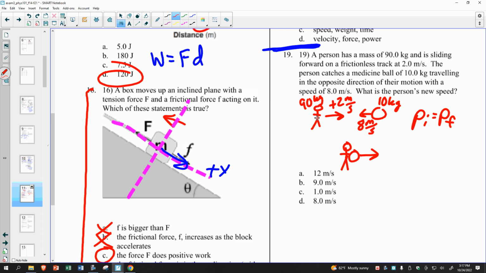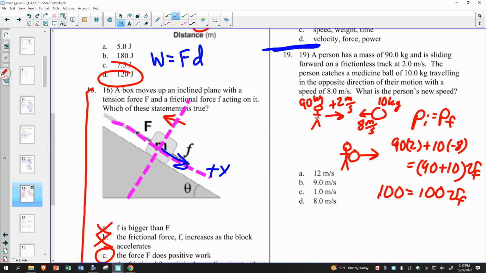All right, so I say 90 times 2 plus 10 times negative 8, negative because it's not to the right, is equal to 90 plus 10 times my v final. This is one of our perfectly inelastic collisions because the two objects move off at the same speed. That's 100 equals 100 vf. Our vf is equal to 1 meter per second. And that's the person's new speed.